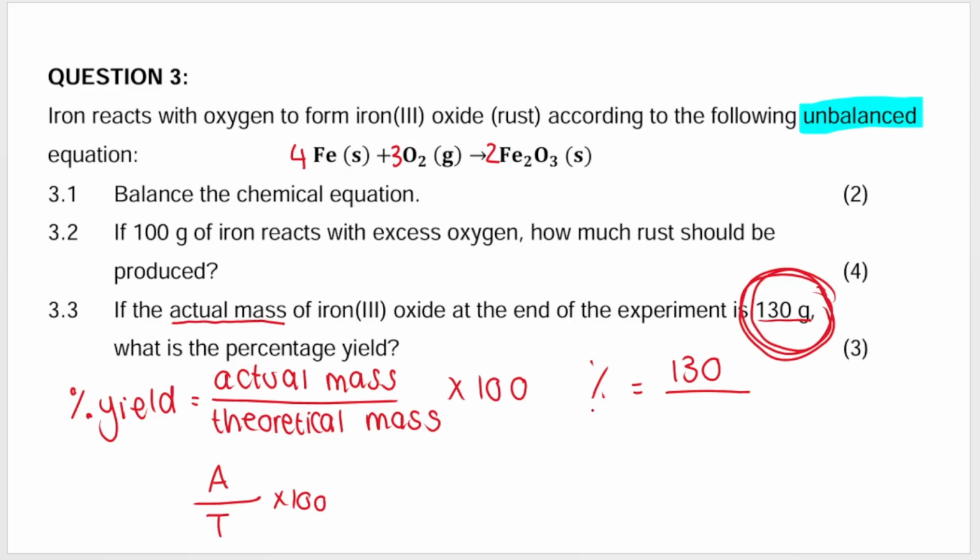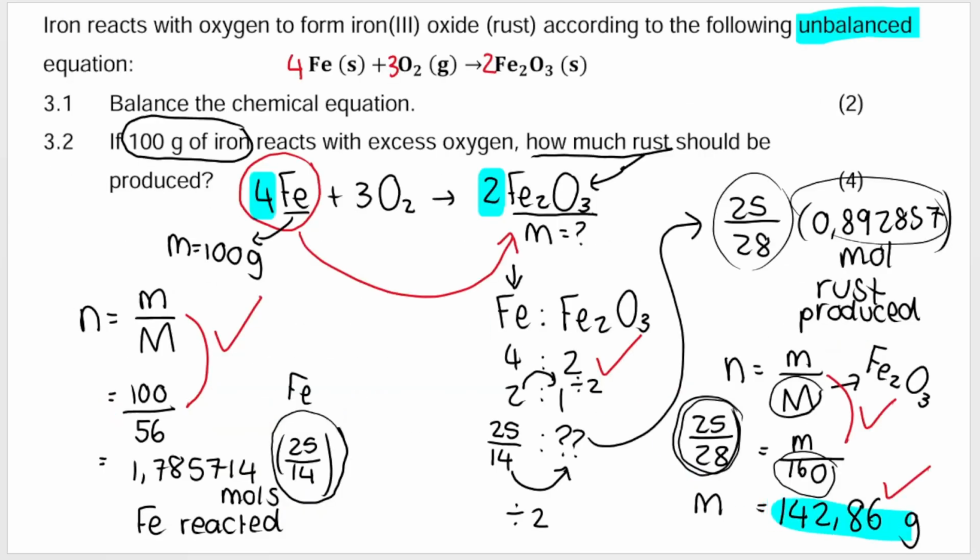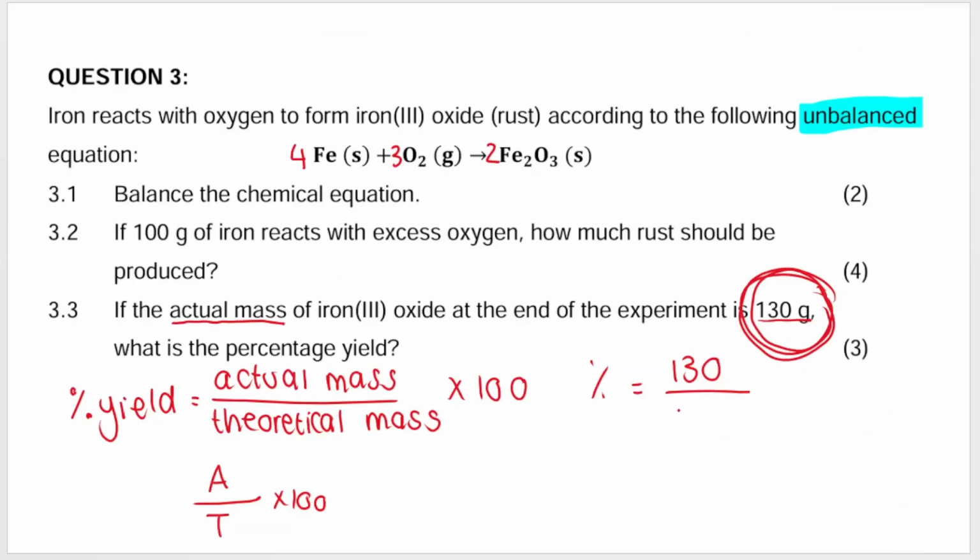The theoretical mass is always what we calculate using our stoichiometry. And we got that in the previous question here. Using our mole ratio in the balanced chemical equation, we worked out that we should produce 142.86 grams of rust. But in reality, we only produced 130, the actual yield. To work out percentage, you say actual divided by theoretical times 100, and you should get 90.998 and so on percent. If you round that off to 2 decimals, it's actually 91% is your percentage yield.